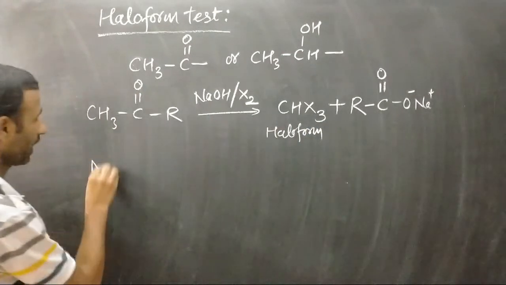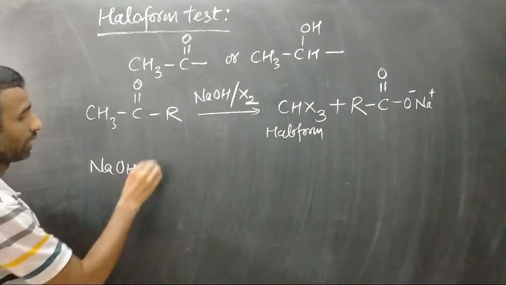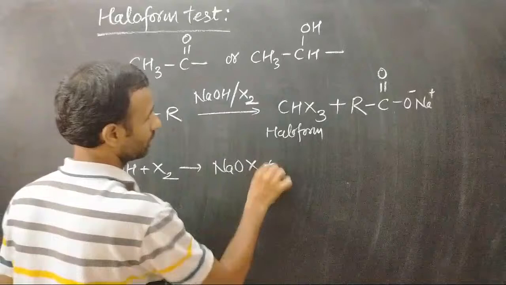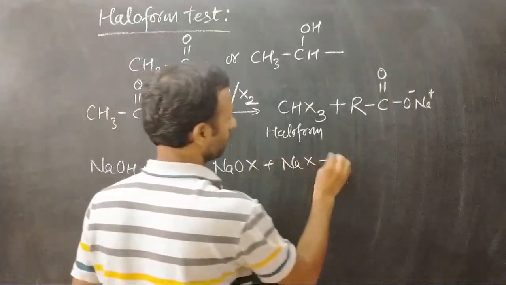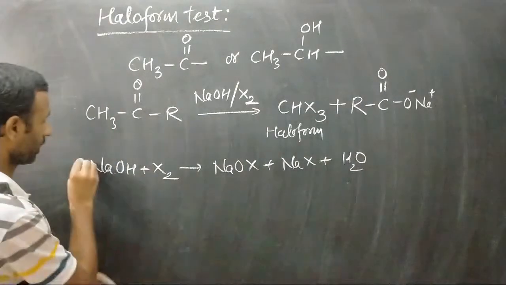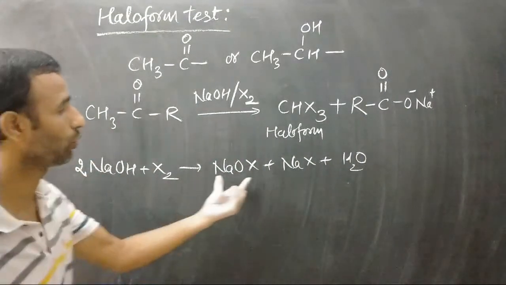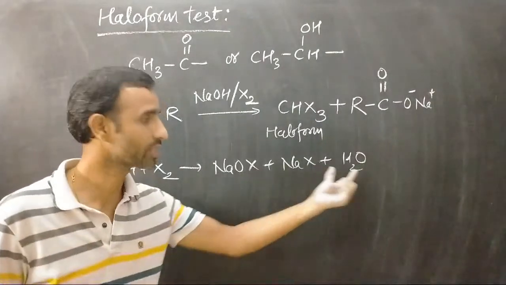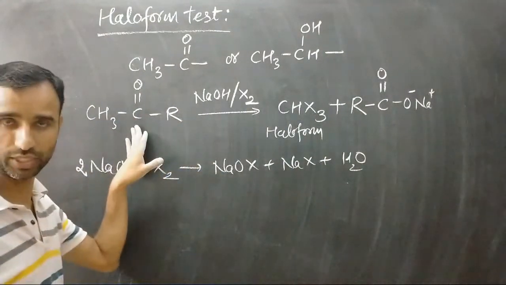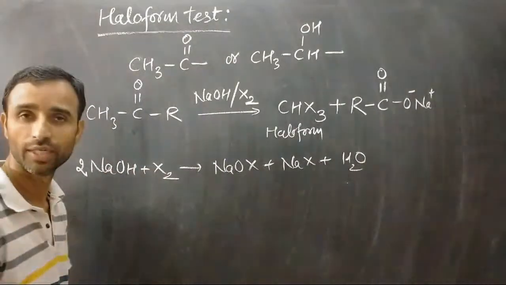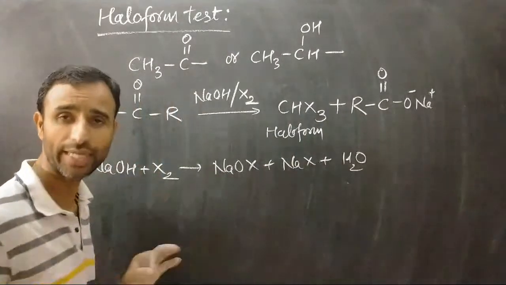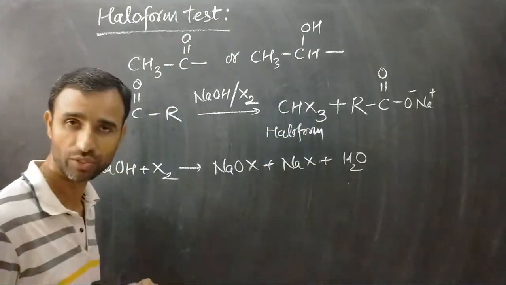So what happened? NaOH first reacts with X2 to give NaOX, NaX and H2. NaOH reacts with X2 to give NaOX plus NaX and H2. That NaOX will react with it and we get the products. The main test for it is the iodoform test.